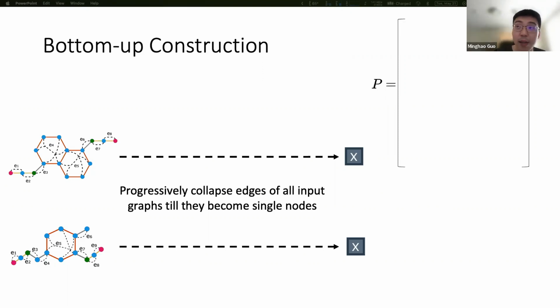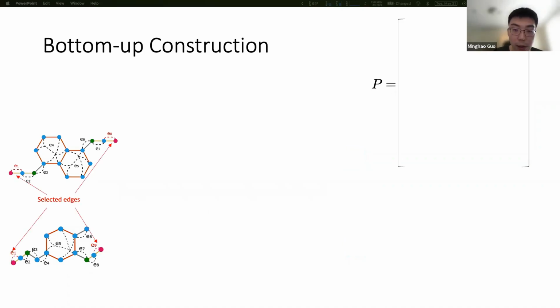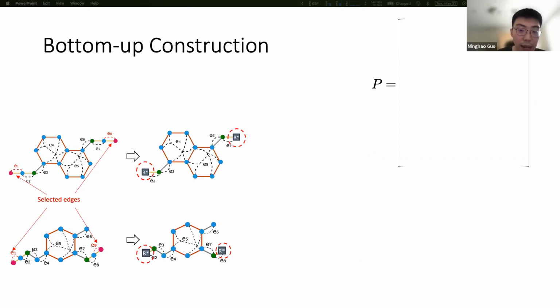And for each contraction step, a production rule is constructed and added to the grammar, and we simultaneously perform this edge selection and rule construction process for all the input molecules until all the graphs become single nodes. And specifically, at each step, we select the edges either based on some certain rules or random sampling, and the selected edges can form a kind of subgraph, which can be contracted into a non-terminal node. And the production rule can be constructed at each contraction step. In this case, the left-hand side is the replaced non-terminal symbol, and the right-hand side is the contracted subgraph.